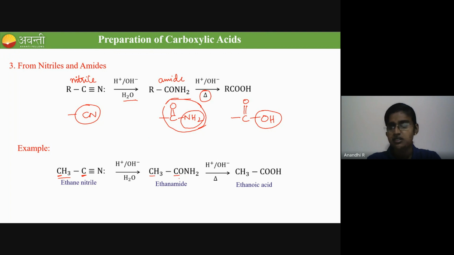Got it? So just learn the mechanism alone. Cyanide on hydrolysis forms amide. Amide on hydrolysis forms acid. Whatever the R group might be, you just have to write the same R group in all the products. Okay.